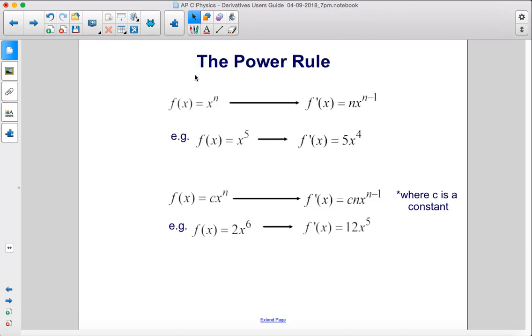Here is the power rule, which is a very quick and easy way to find the derivative of a function. So if your original function is f of x equals x to the n, f prime of that function, the derivative, would be n times x to the n minus 1. So you take this power, move it to the front, multiply it by the variable, and then subtract 1. For example, if f of x equals x to the fifth, then f prime of x equals 5 times x to the fourth. You just take this 5, put it down front, and then subtract 1, and you're left with a 4 up here.